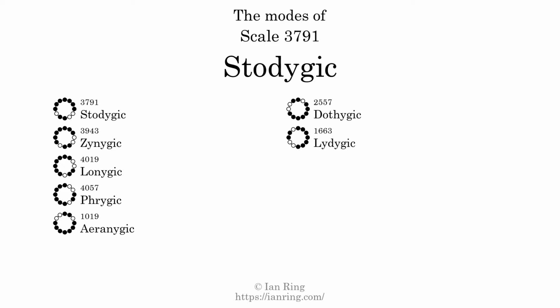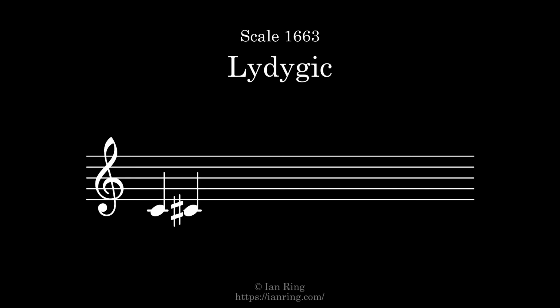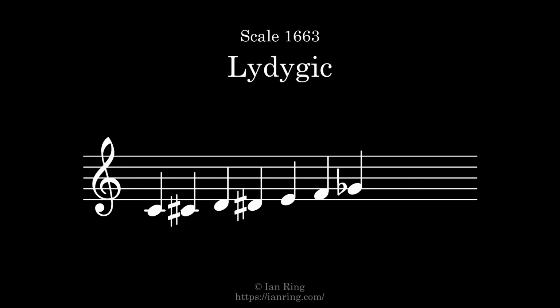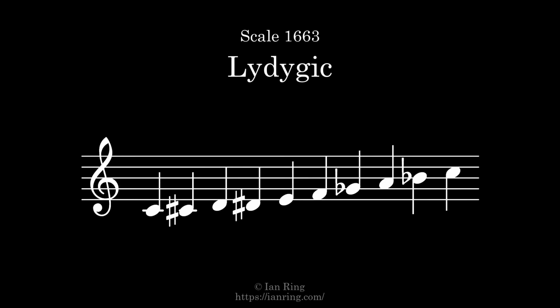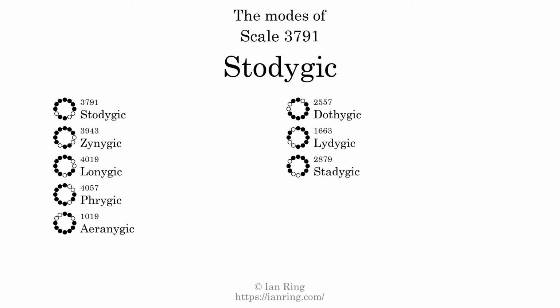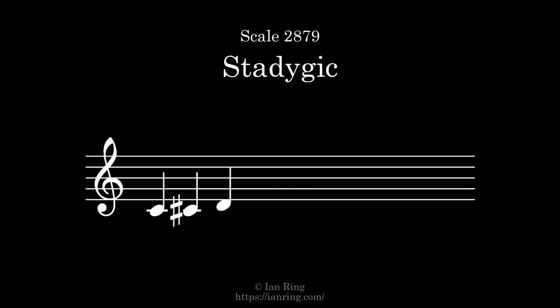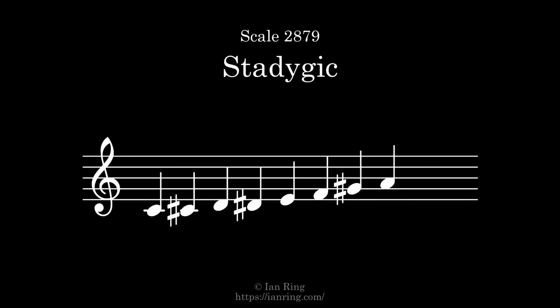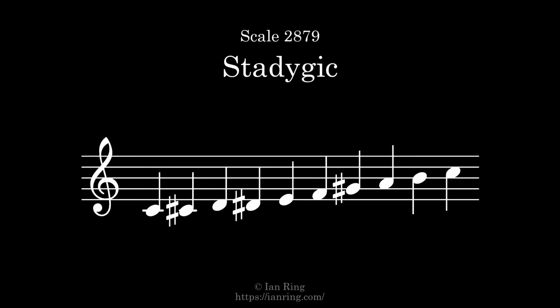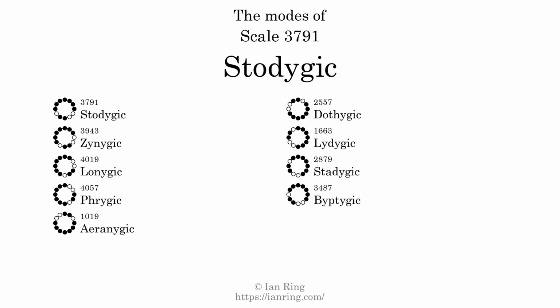The seventh mode is scale 1663, also known as Stodygic. It sounds like this. The eighth mode is scale 2879, also known as Stodygic. It sounds like this. The ninth and last mode is scale 3487, also known as Stodygic. It sounds like this.